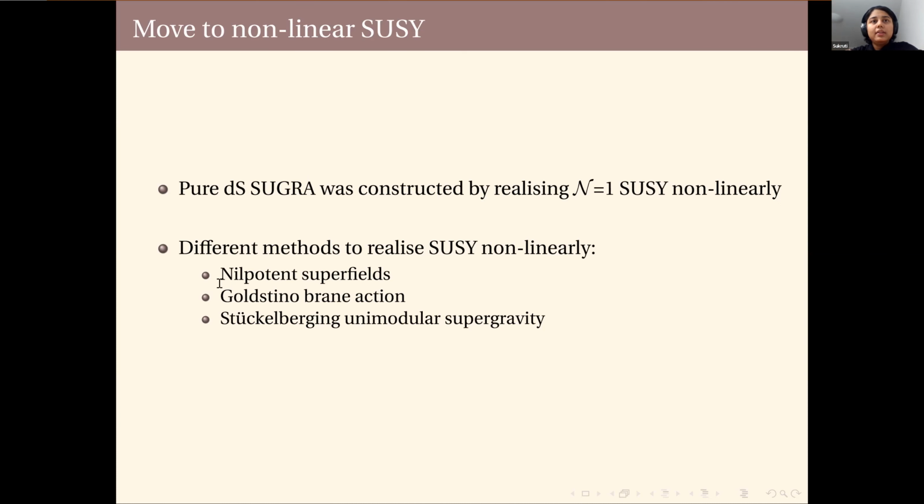The first one is called nilpotent superfields, which was used by Bergshoeff, Freedman, Kallosh, and Van Proeyen. I will show these names again shortly. Later in the same year, another group based in Padua, Bandos and collaborators, used what's known as a Goldstino brane for constructing a nonlinearly realized N=1 supergravity action. Sometime after that, my collaborators Sylvia Nagy, Tony Padilla, and Yvonne Zavala constructed what's known as the Stückelberged unimodular supergravity model. So these are all different models for N=1 pure de Sitter supergravity.